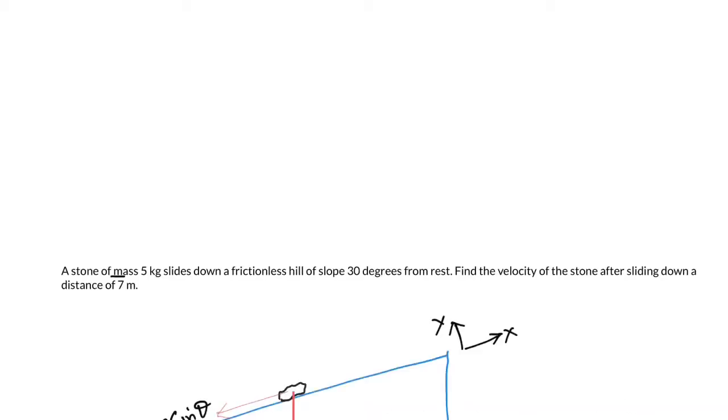The diagram shows the forces acting on the object. The weight of the object, mg, acts vertically down, and this can be broken up into mg sine theta acting along the plane and mg cosine theta perpendicular to the plane. But I've not shown mg cosine theta because you don't really need it.